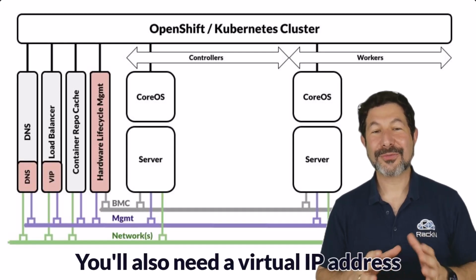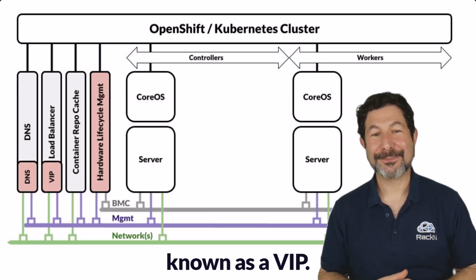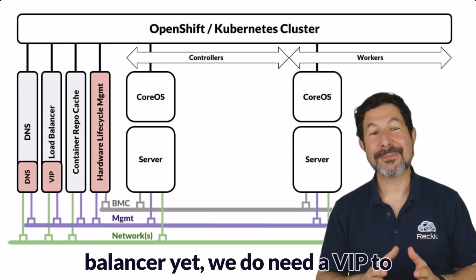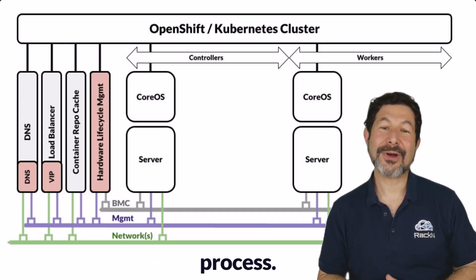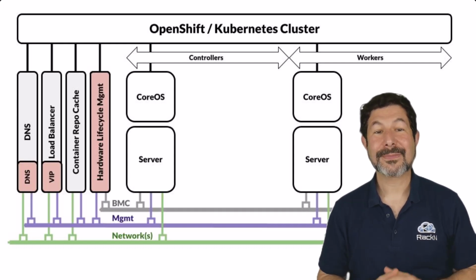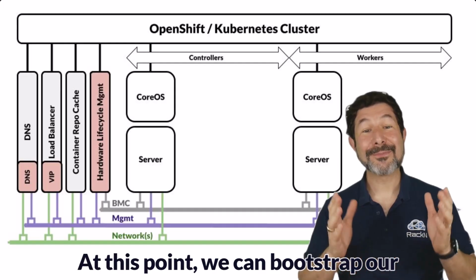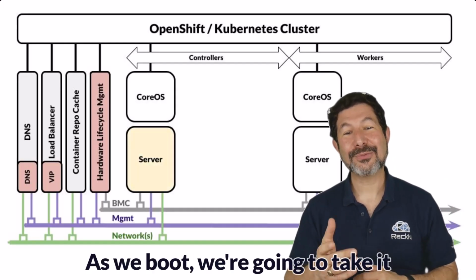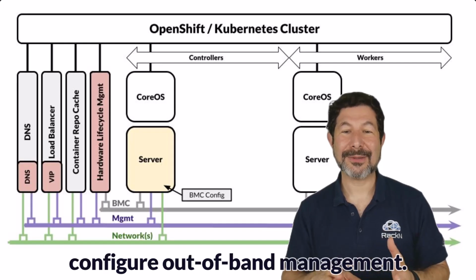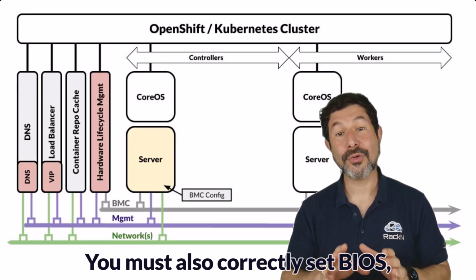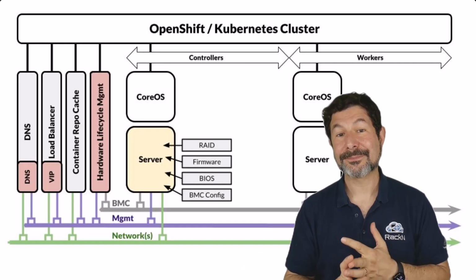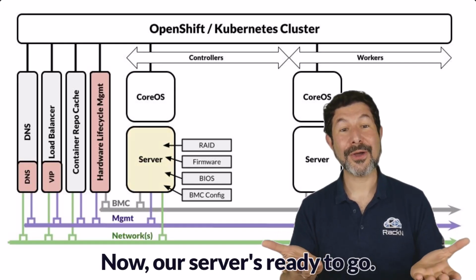You'll also need a virtual IP address, known as a VIP. While we're not ready for a load balancer yet, we do need a VIP to prepare for one during the bootstrap process. Set this up early or let your lifecycle manager do it. At this point, we can bootstrap our first server. As we boot, we're going to take it through a discovery cycle where we configure out-of-band management. You must also correctly set BIOS, firmware, and RAID subsystems. Now, our server's ready to go.